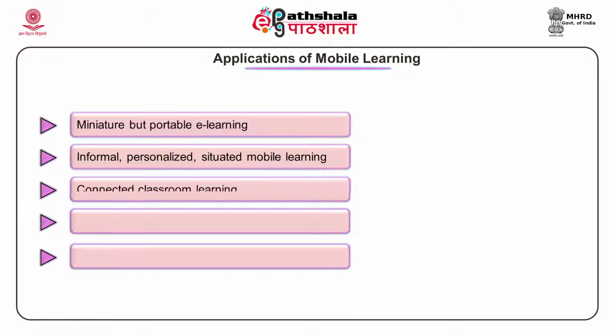Number 3, connected classroom learning. Mobile learning connects classroom technologies such as interactive whiteboards. There are facilities of interactive textbooks to make learning interesting and permanent. Mobile devices allow students to gather, access and process information outside the classroom. It also encourages learning in a real-world context.